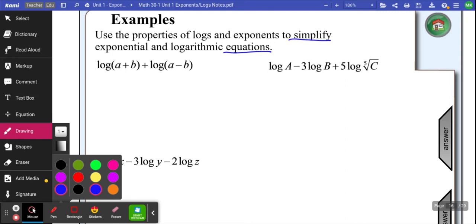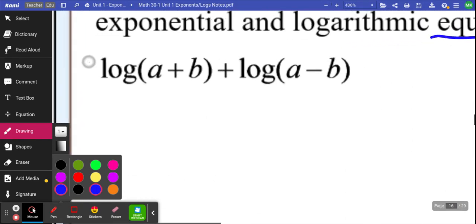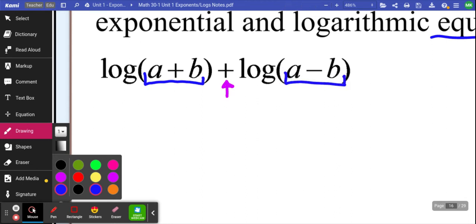Looking at the first question, I am adding logs. If I am adding logs, I multiply the arguments together. What people will mix up is that there's adding happening in the argument. That's irrelevant. You can't do anything with that. The law is that you can add logs. We have no rules about arguments being added together. There's nothing we can do about that.